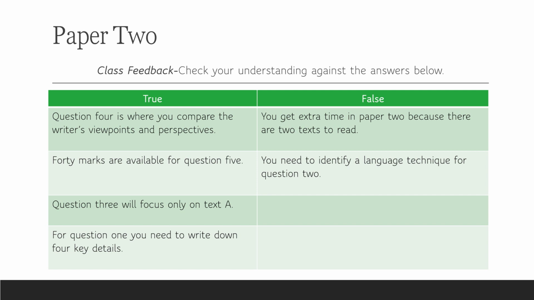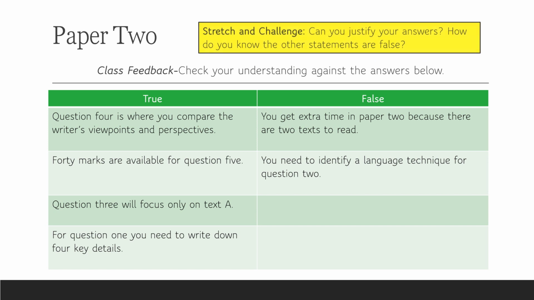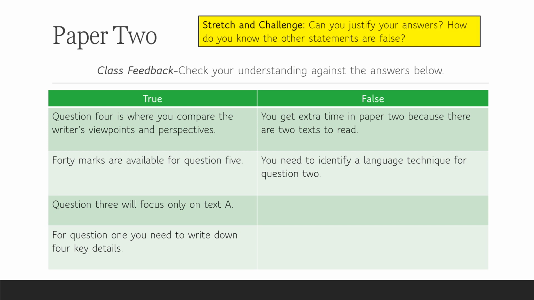For the false ones then, we need to think about how do we actually know that these things are false. So for example, you get extra time in paper 2 because there are 2 texts to read. Although this would be really beneficial and helpful, unfortunately we only have the same amount of time that we have for paper 1, even though there's that extra information to go through. Straight away this is going to make paper 2 just that much more inconvenient, just a little bit harder for some of us when we go through it.